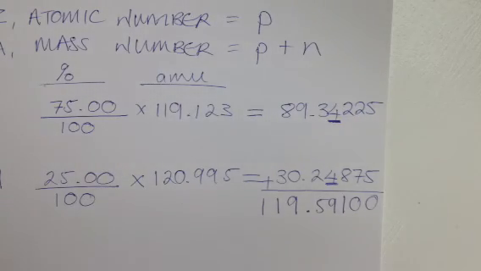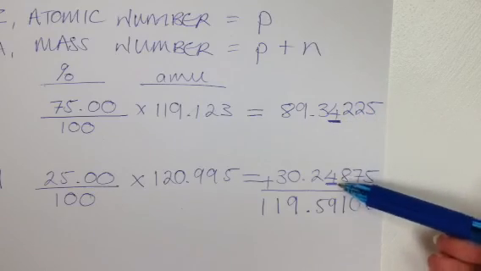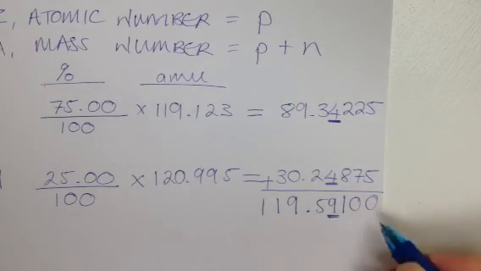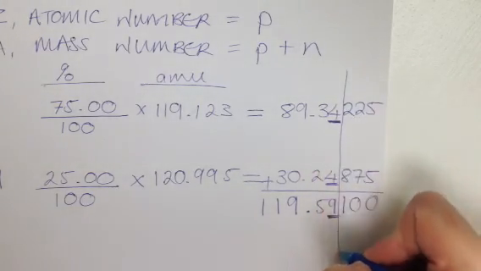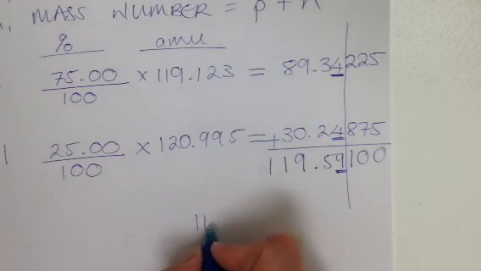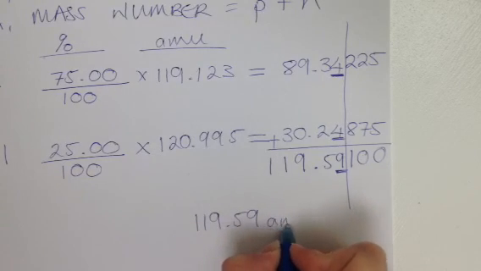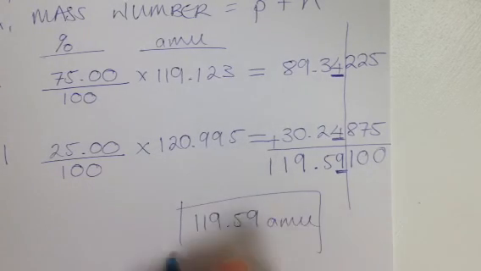Now when we add, we count decimal places. This has something in the hundredths column. This is the hundredths column, so we need to round to the hundredths column. Remember, you can draw a vertical line to help you see that. So the average atomic mass of our fictional element is 119.59 AMU.